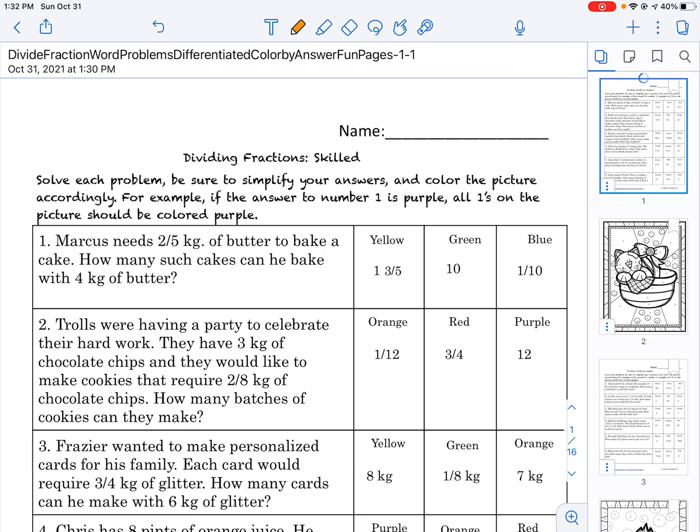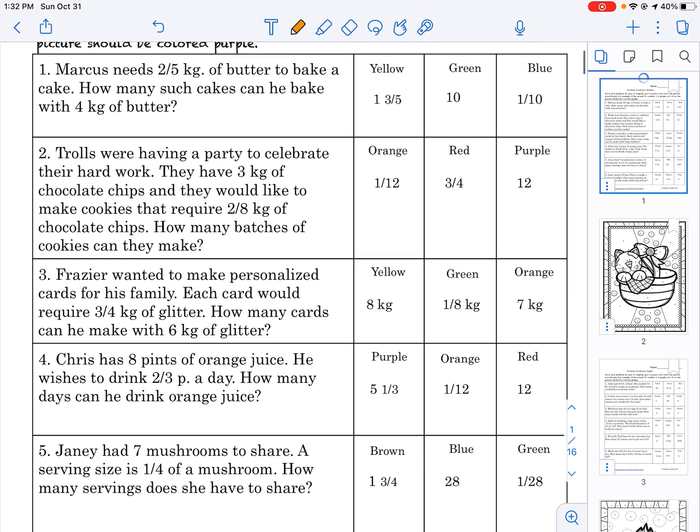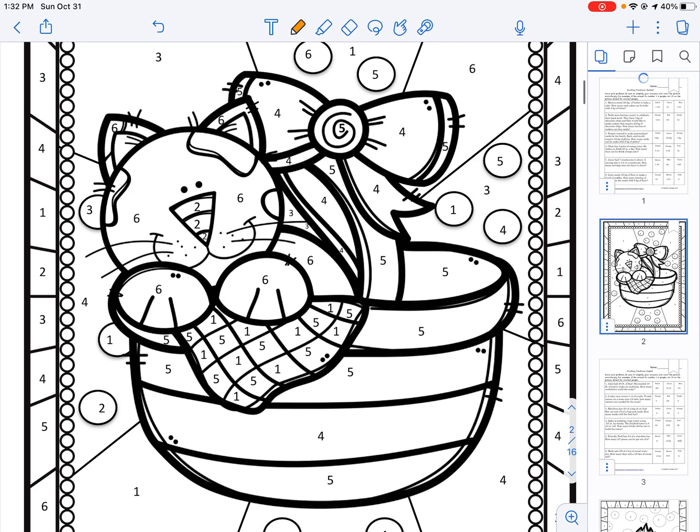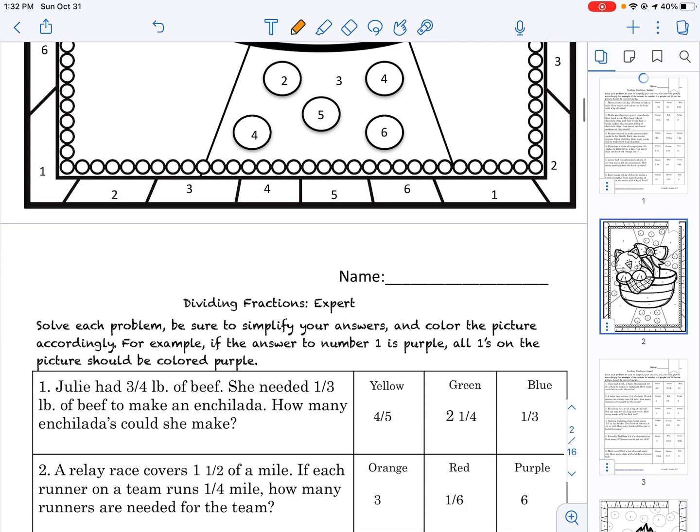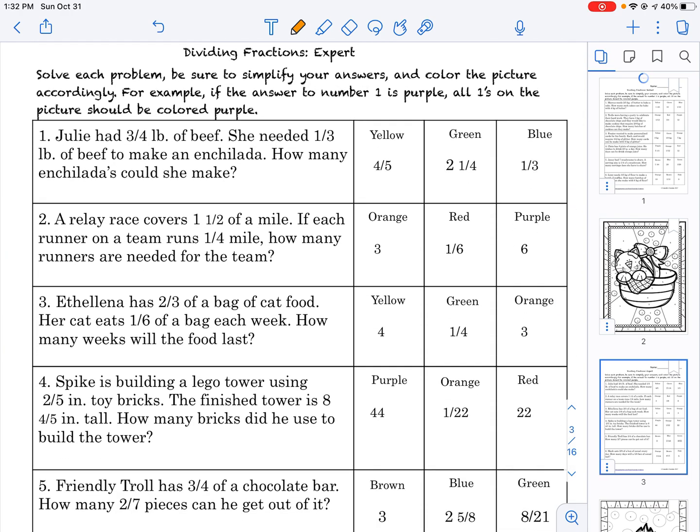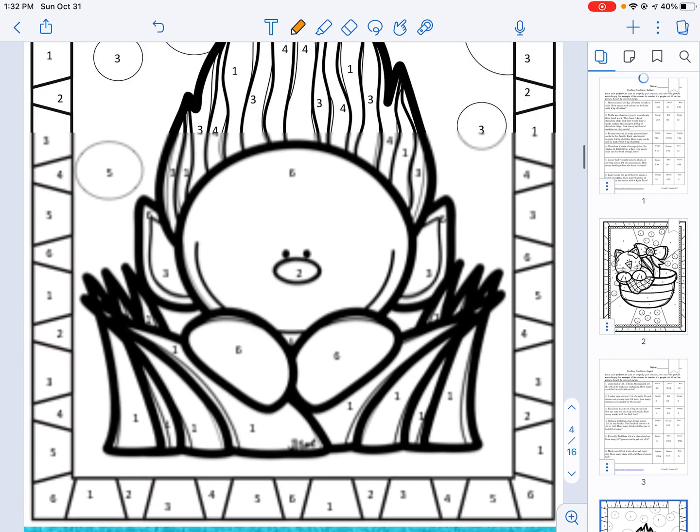This is directions on how to complete your word problems coloring page. You should have a packet, 2 pages that has questions. Then you should have a picture that looks like this. The other page should have different questions, and then another picture that looks like this.